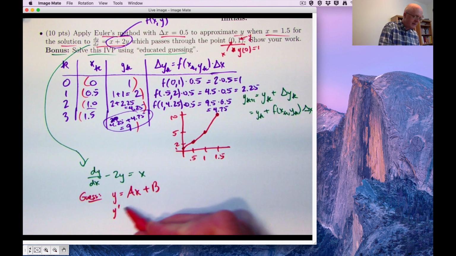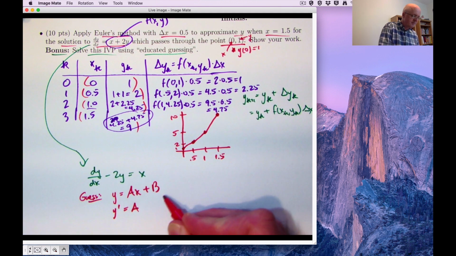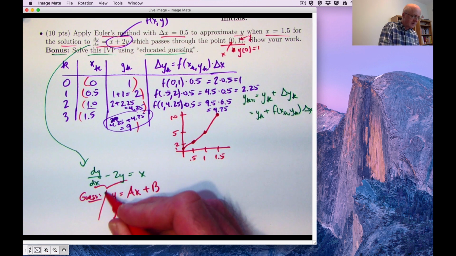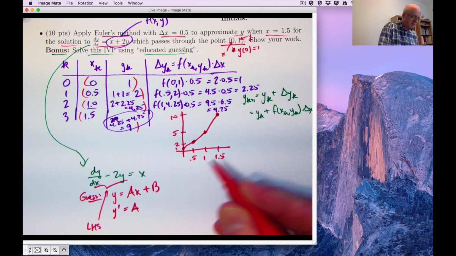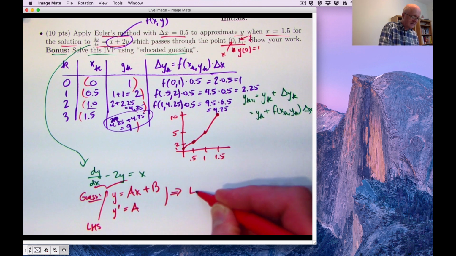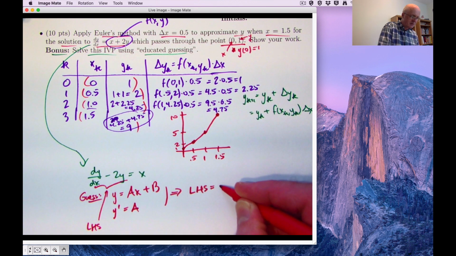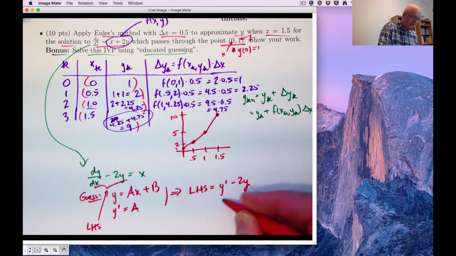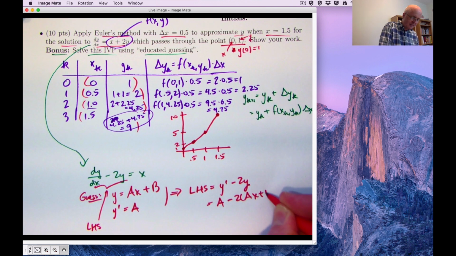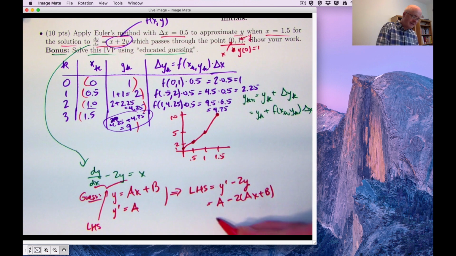Let's see, do any values of a and b work? Take the derivative of this. There's your left-hand side, LHS. Plug these into the left-hand side. In other words, find y prime minus 2 times y. We've already found y prime to be a. Y itself is ax plus b. As a function of x, this simplifies to negative 2a times x plus the constant that can be written as a minus 2b.